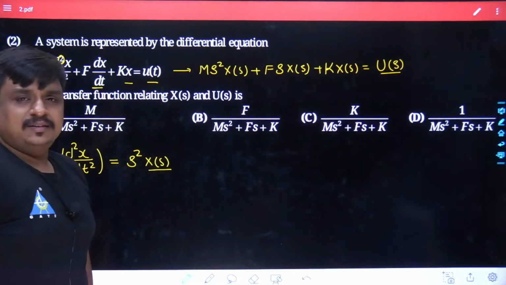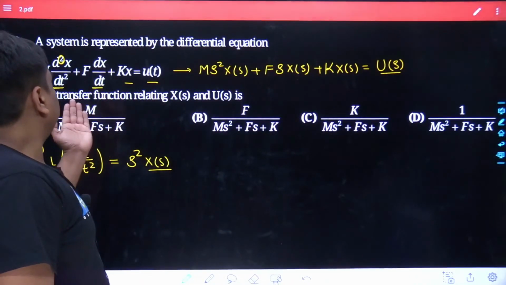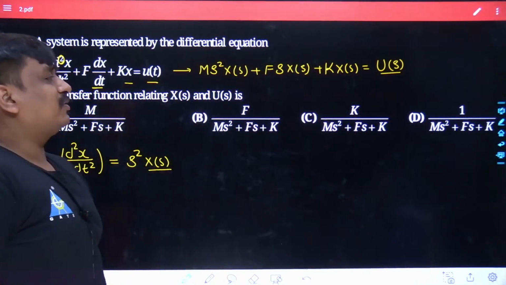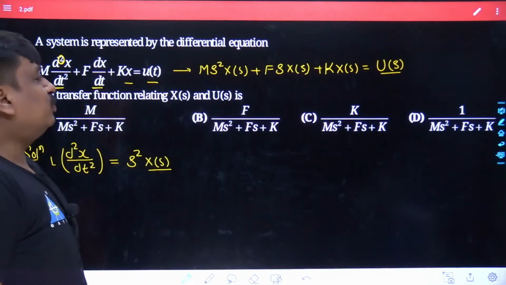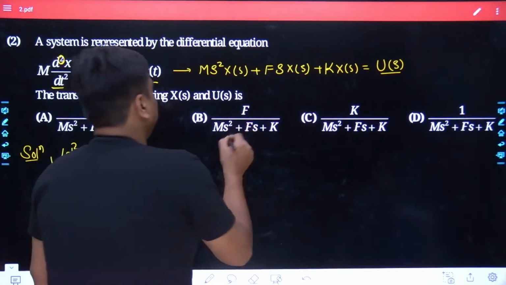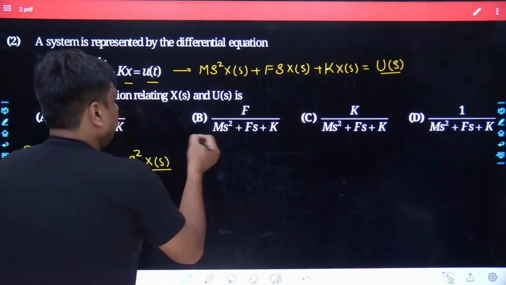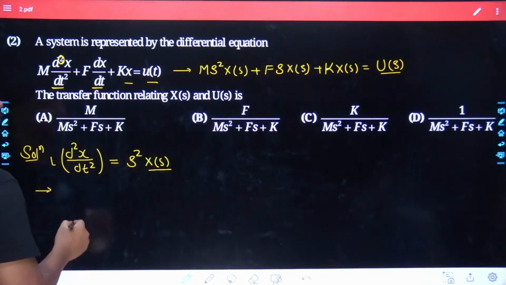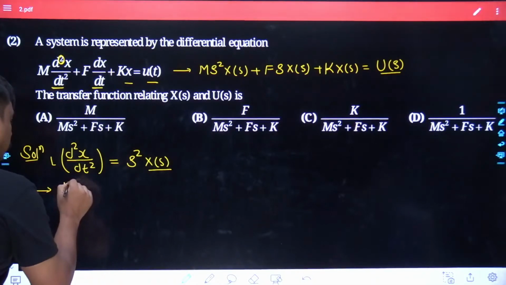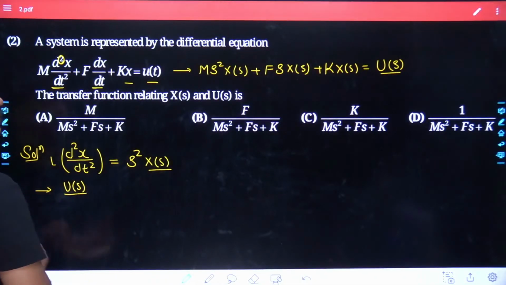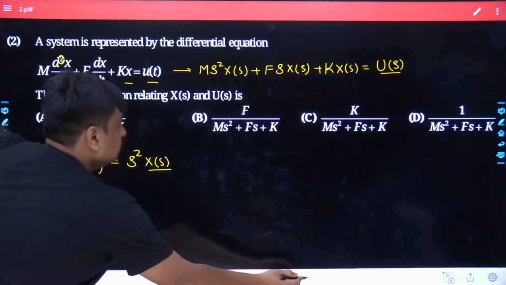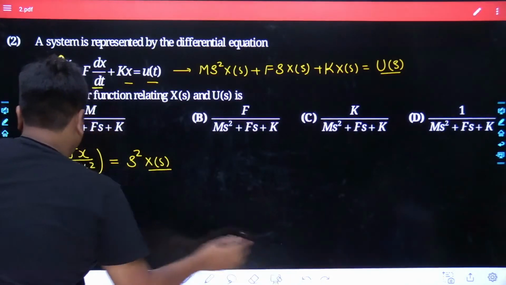As far as the transfer function is concerned, the transfer function relating X of s and U of s, obviously you have to take the ratio, and it is simply going to be, where should I be taking it? Let me take it here itself. It's simply going to be X of s divided by U of s.